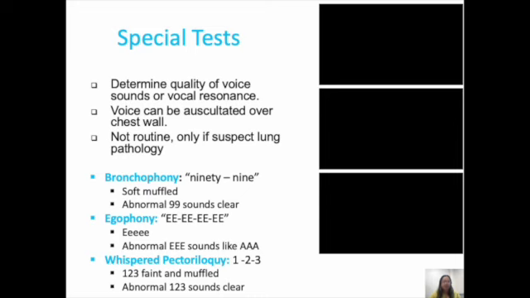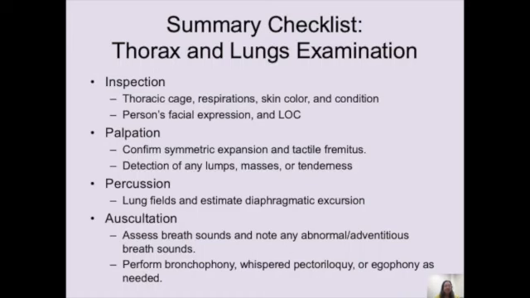And quickly, we're just going to summarize our learning today. We talked about inspecting that thoracic cage. We're looking for skin, respiration, condition. We're also going to check the patient's facial expression, their level of consciousness, making sure that their position is nice and comfortable. You're checking symmetry and size and shape of their thoracic cage.